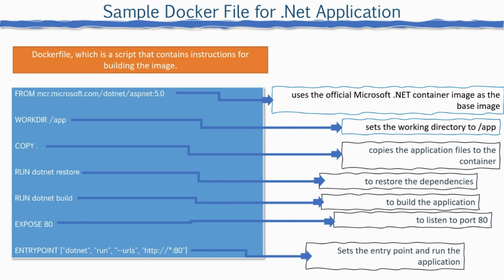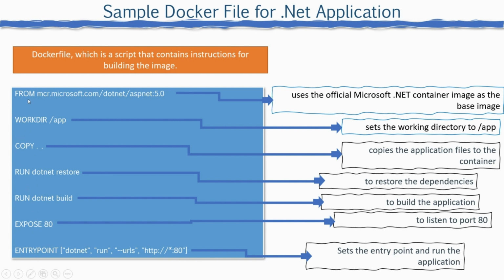Now let's see more about the Docker file. Here we picked up a .NET application as a sample, and we have seen Docker file is a kind of text file that contains commands or instructions for building an image. So these are the set of commands that is used to build an image.